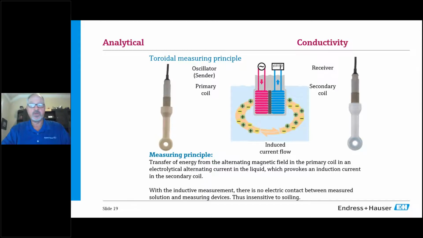You have two coils that are opposed and they generate a voltage. And then as the stream flows through those two coils, an induced voltage is indicative of what the actual conductive strength of that solution is. And so that's how a toroidal conductivity sensor works. These come in both polyether ether ketone, and then a Teflon coated version for high acid concentrations, if you want to make a concentration measurement with your conductivity.